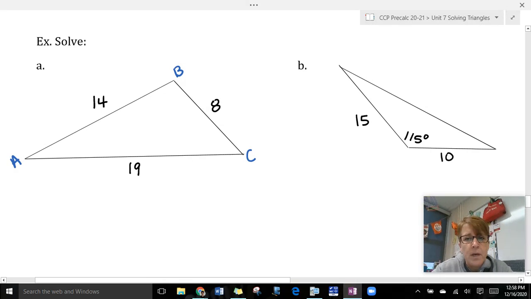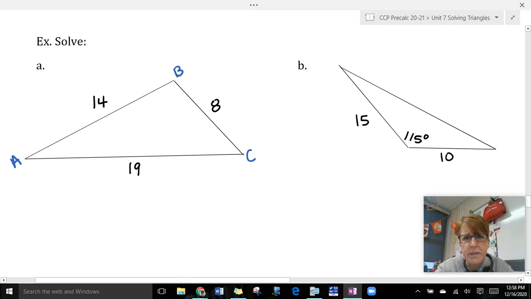Okay. First thing I would do is check to see if I could use law of sines on this problem. Do we have a pair of opposites? Do you have an angle and its opposite side? And since we don't have any angles, then no, we don't have opposites, and we can't use law of sines. So this would have to be a law of cosines problem. Same thing on the next one. I've got two sides and an angle, but I have no opposites. So this would also have to be a law of cosines problem.